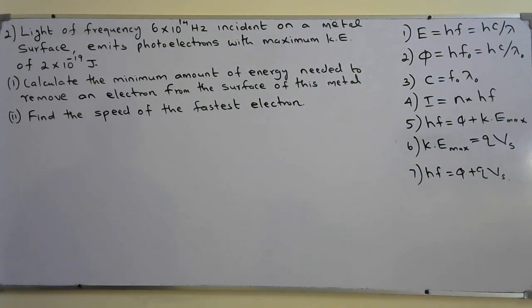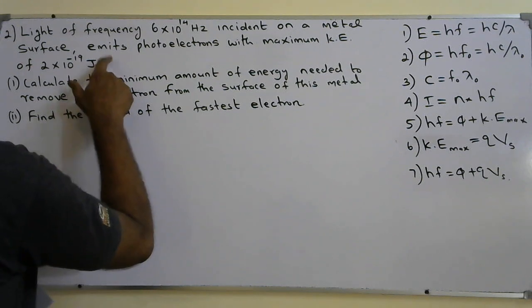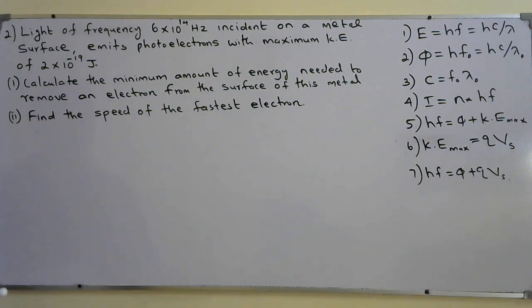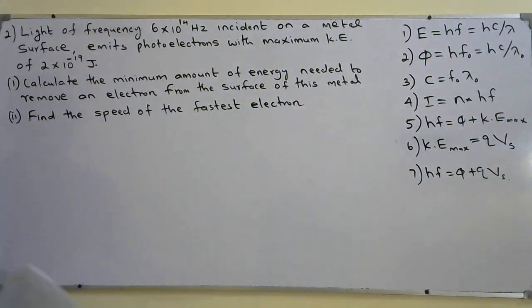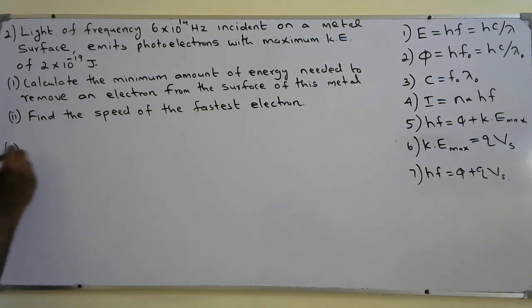Okay, second question. Light of frequency 6 × 10^14 hertz incident on a metal surface emits photoelectrons with maximum kinetic energy of 2 × 10^-19 joule. First part, calculate the minimum amount of energy needed to remove an electron, meaning the work function they are asking for.